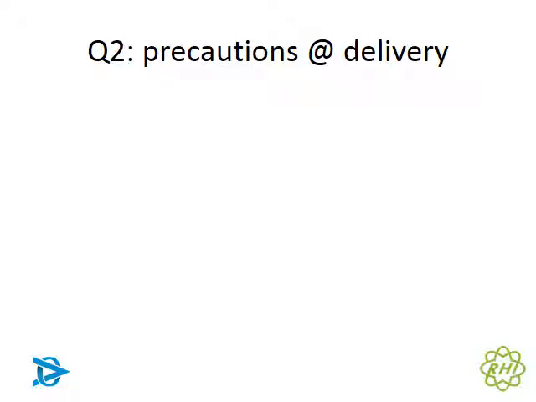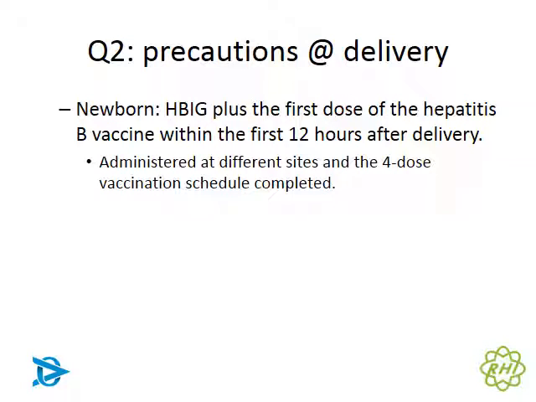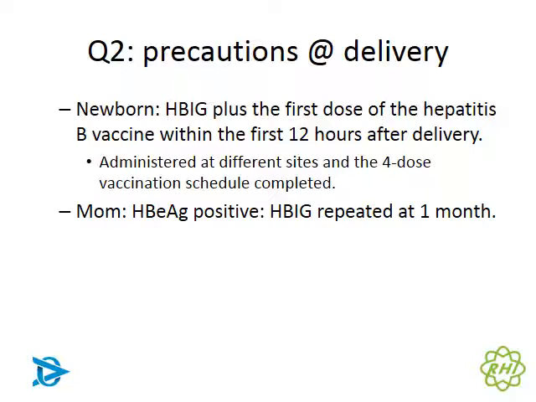So let's just go through the precautions we're going to take with a baby born to a hepatitis B serum antigen positive mom. Very importantly, we want to be able to give this child hepatitis B immunoglobulin, especially as the hepatitis E antigen is positive. And you will combine this by also giving the first dose of the hepatitis B vaccine. You'll give them at different sites, and you want to make sure the child's actually going to complete the 4-dose vaccination schedule of the hepatitis B vaccine.